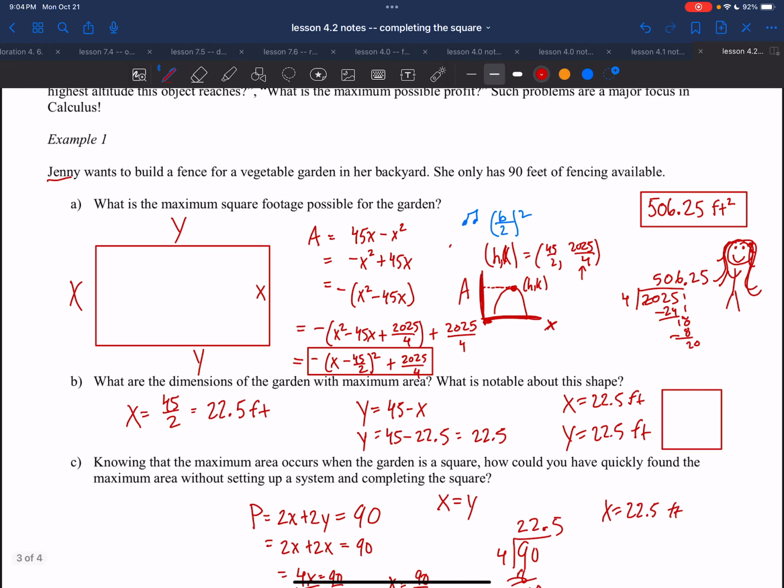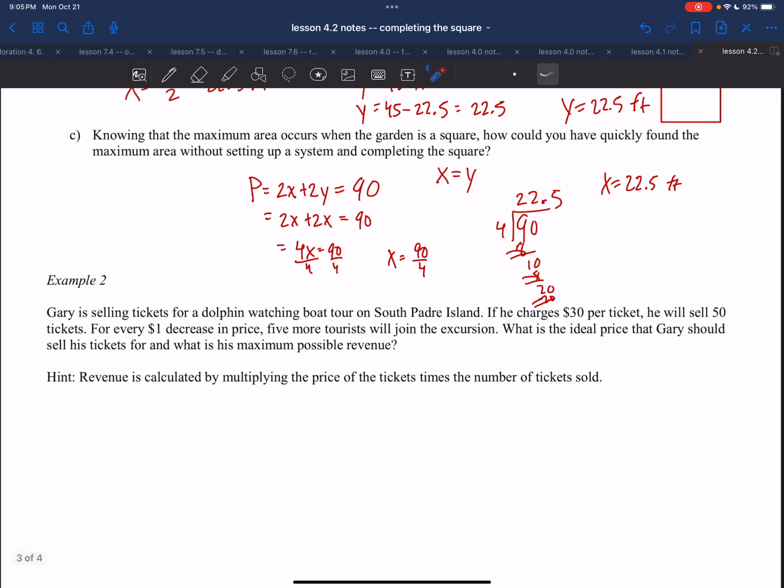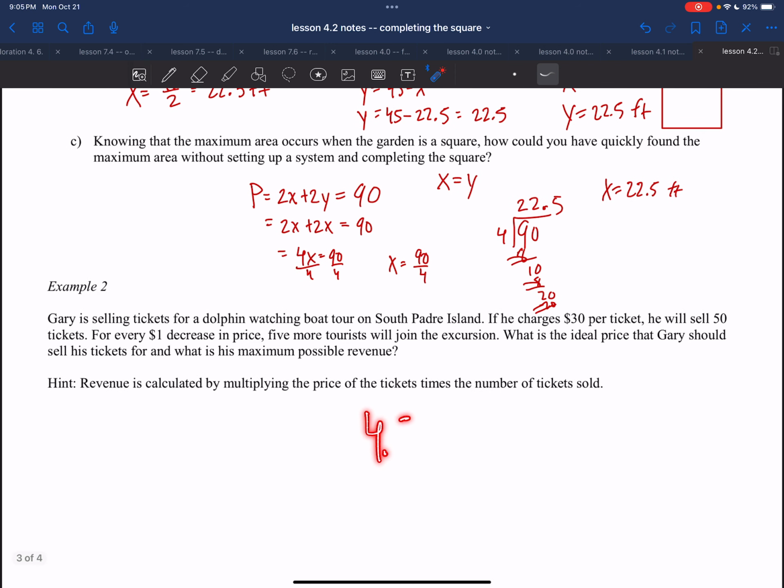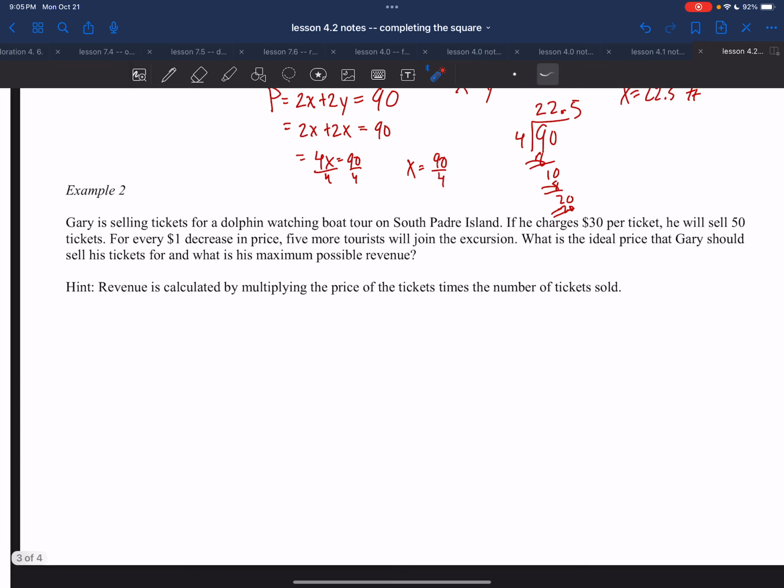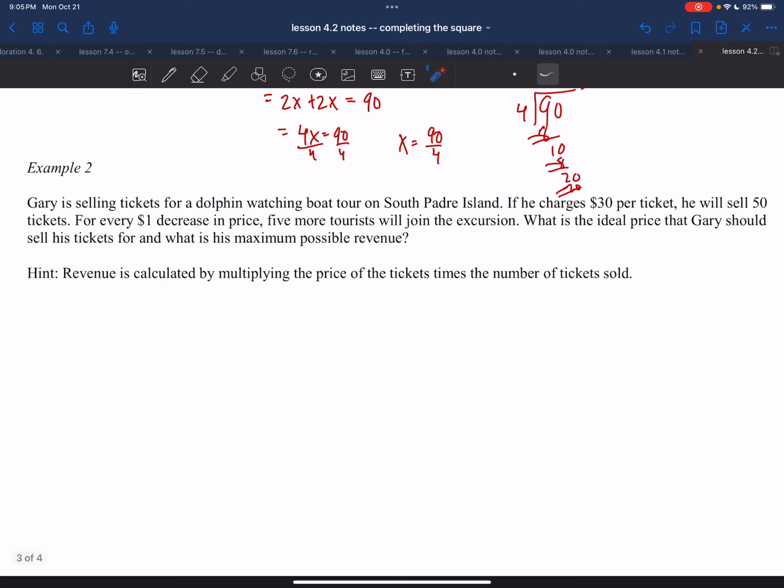So that's example 1. We're going to proceed now to example 2. This is a difficult problem, having to use systems of equations, this idea of creating an area function, and then once you have that area function, completing the square to find the maximum area. Again, this is more in line with the material we're going to do in 4.5, but it's still useful information for our purposes.